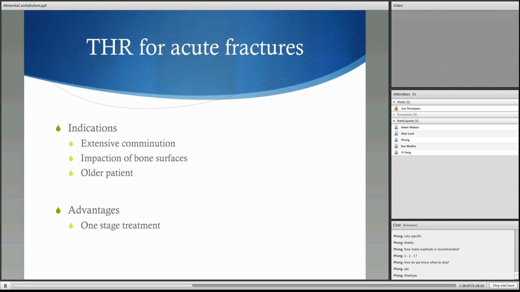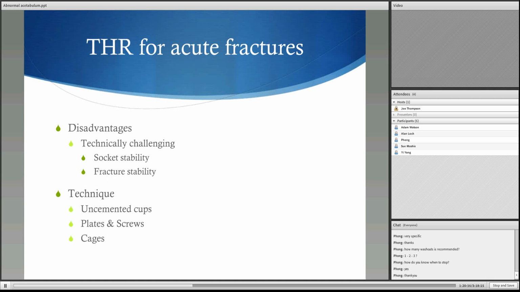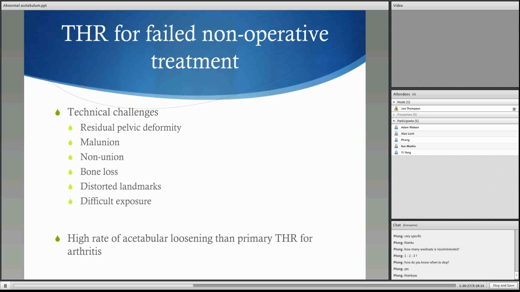Lastly, acetabular fractures. There are three situations where you perform a total hip replacement in acetabular fractures. The first situation is treatment of the acute fracture. The second situation is for treatment of failed non-operative treatment, and treatment for failed operative treatment is the last situation. In the acute fracture, the indication for acute total hip replacement includes extensive comminution, where there's significant impaction of both the femoral head and the acetabulum, and in patients who are old.